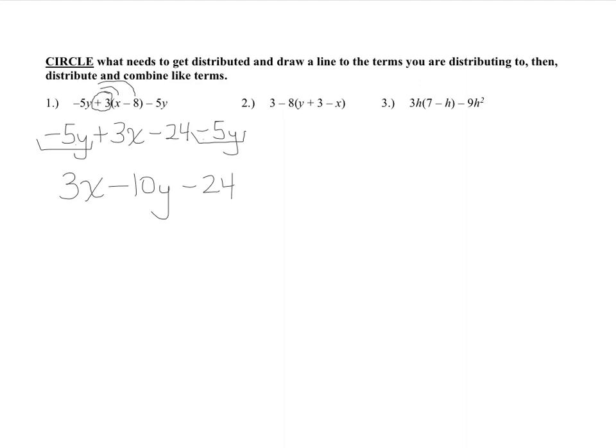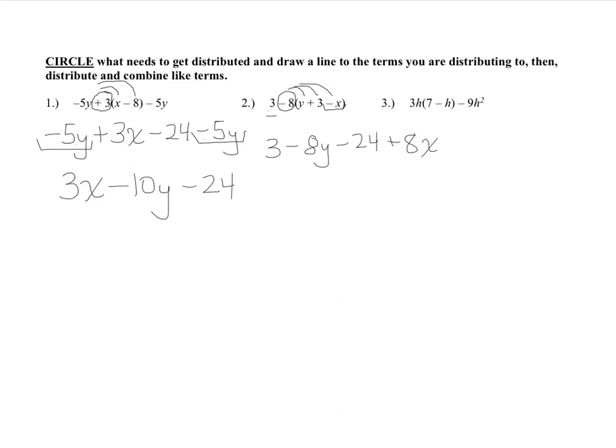Number 2, I'm going to circle not just 8, but negative 8, because that negative 8 is going to get distributed to everything inside my parentheses. I'm going to bring this 3 straight down. So I have 3 minus, I'm going to distribute negative 8 to y, so I get negative 8y, which is why I wrote my minus sign there. And then negative 8 times 3 to get negative 24, and then negative 8 times not just x, you got to pay attention to this whole term. Negative x is positive 8x.